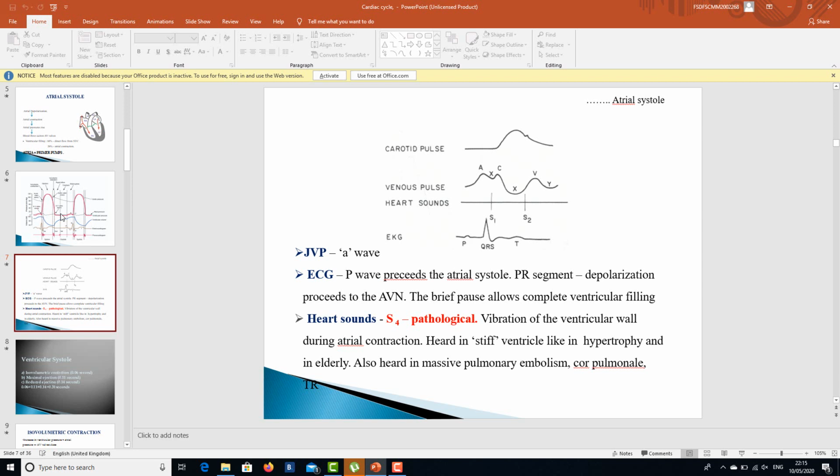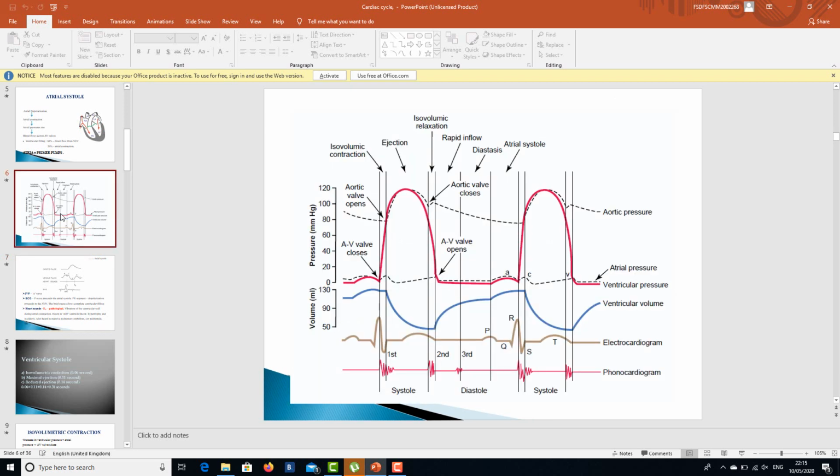Now the A wave, the different things which are telling us about the atrial contraction, atrial systole, what are they? In JVP we see the A wave, in ECG we see the P wave, and in heart sound we see the S4 sound, which is the pathological one. So we should know about it. You can see the A wave is telling us about atrial contraction. At the same time, the P wave in ECG is telling us, and the fourth heart sound, the pathological one, is being seen in it.